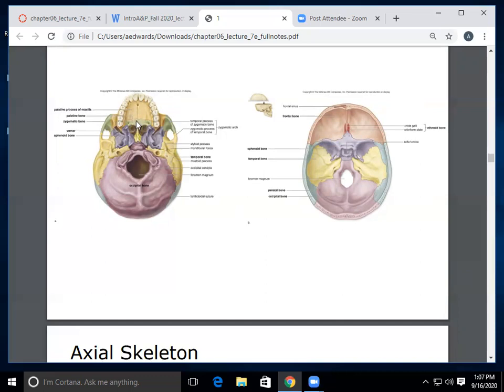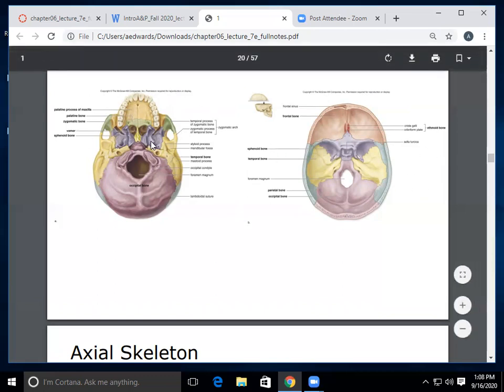Here's your palatine bone again, maxilla. All right, so you can get a little view of the vomer from this angle. This big thing, to me, looks like elephant ears. In my mind, I guess that's what it looks like to me. That's probably the best view you'll get of the sphenoid bone, other than cutting off this part of the skull.